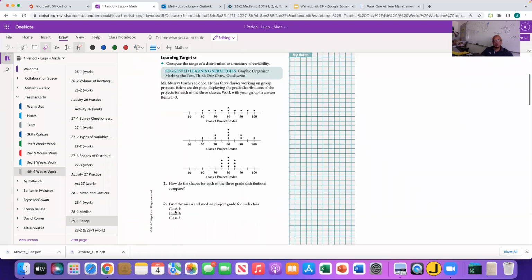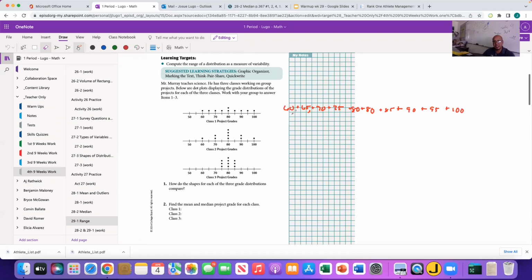However, for each one of these, we're going to find the mean and the median. So remember, mean is adding all of these together. For example, I'll do the first one with you. So we have 60 plus 65 plus 70 plus 75 plus 80 plus 80. Notice that we have two 80s. Plus 85 plus 90 plus 95 plus 100.